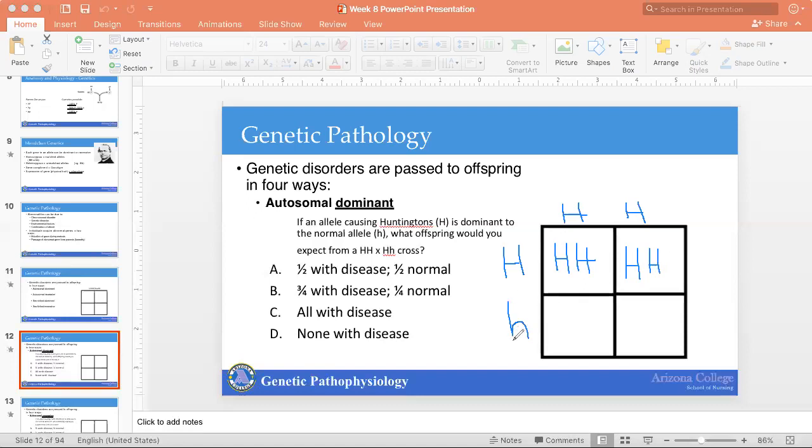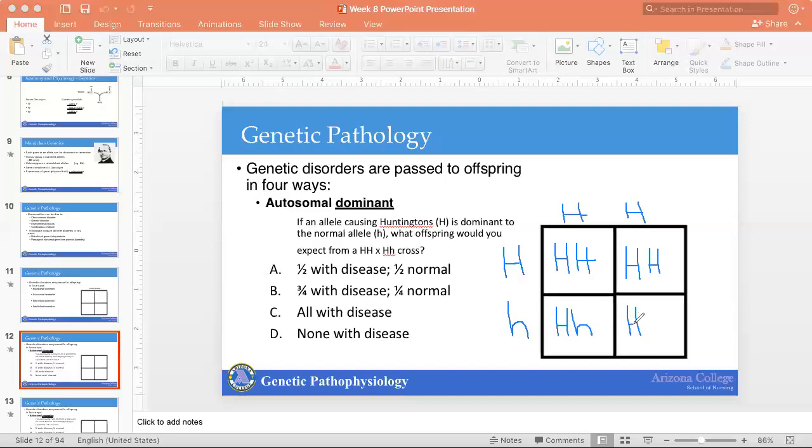Now we'll come down here to the second one, and what will this genotype show? And you can see that the lowercase h will combine with two different capital H's. So the genotype will be a capital and a lowercase for both.